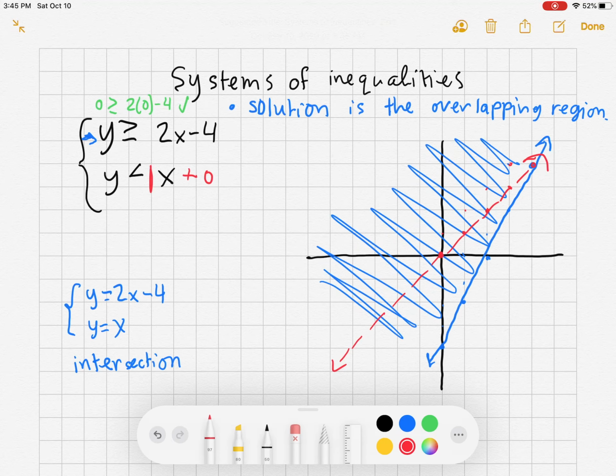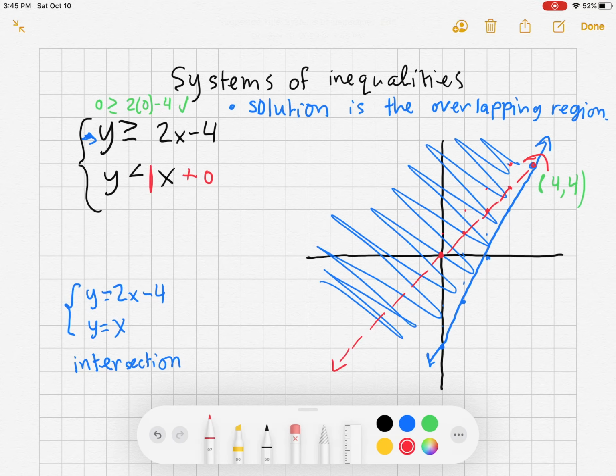I just want to point out really quick that we do have an intersection point here of 0. I mean, oops, that's not 0. What am I saying? 4, 4. And that's where those two lines intersect. That isn't the answer to this particular problem, but it is handy to note.